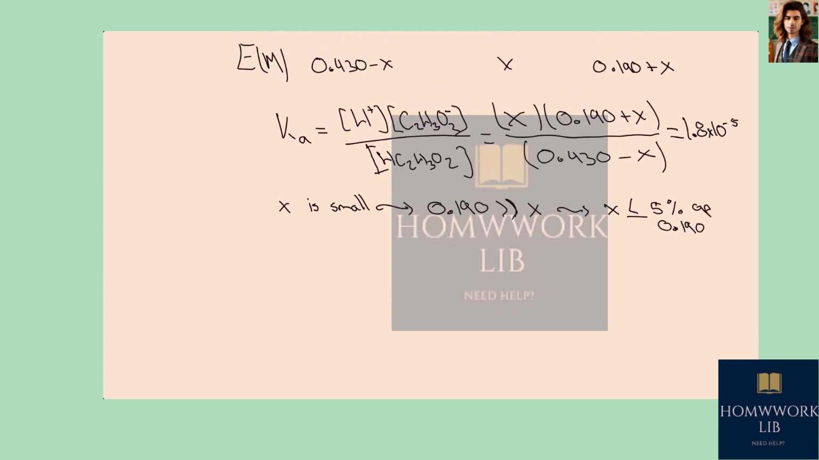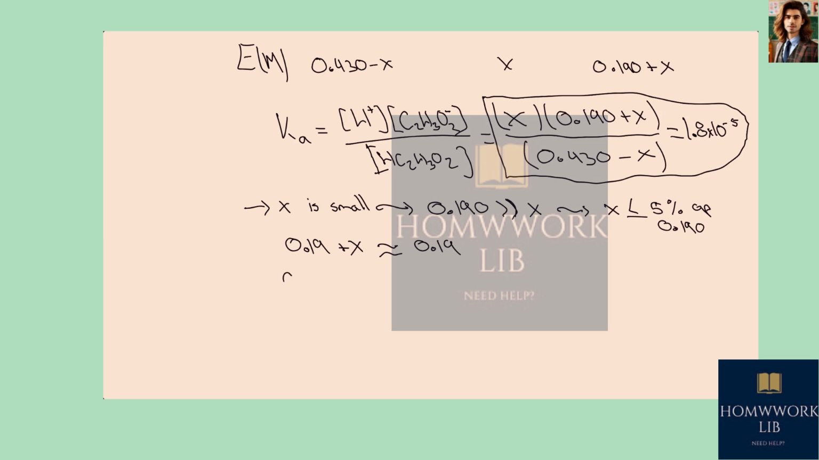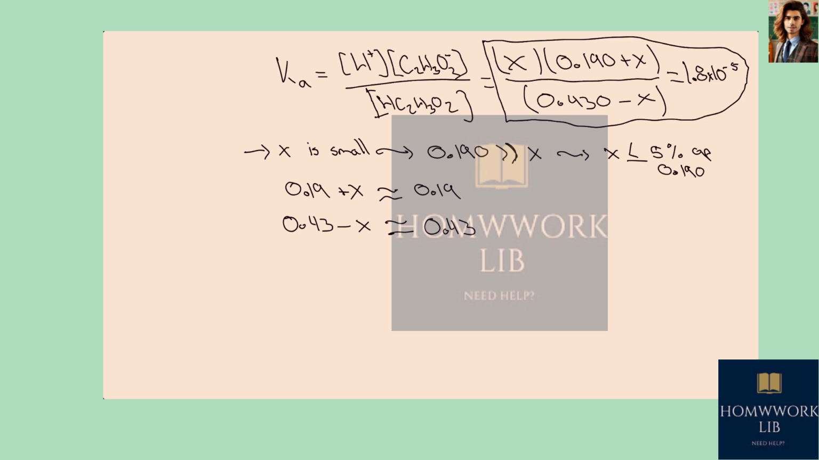So we have two options. The first one would be to solve the full quadratic expression that comes from doing this, which is quite easy to do in a calculator, but it's often not necessary, as you will see in this case. And the other one is to make this approximation. With this approximation, the value of 0.19 plus X is going to be approximately 0.19. And the value of 0.430 minus X is going to be approximately 0.43.